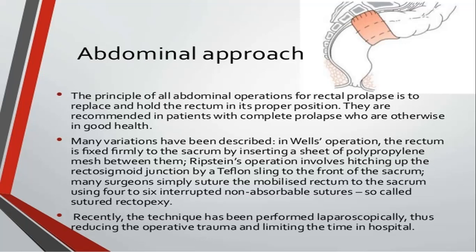They like a perineal operation. There are many variations. In a Wells operation, the rectum is fixed firmly to the sacrum by inserting a sheet of polypropylene mesh between them. And the Ripstein operation involves attaching the rectosigmoid junction by a Teflon sling to the front of the sacrum.